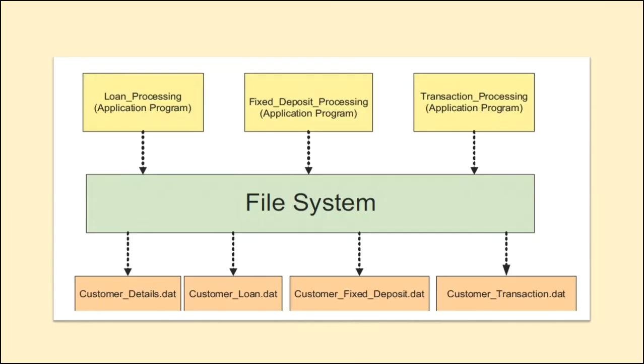If you see the architecture of this diagram, it is talking about some banking application, right? Because with terminologies like loan processing, fixed deposit processing and transaction processing, you can understand very easily it is talking about some banking related application, right? So if you observe the architecture, it is a banking application using some file system to store and manage the customer data, right?